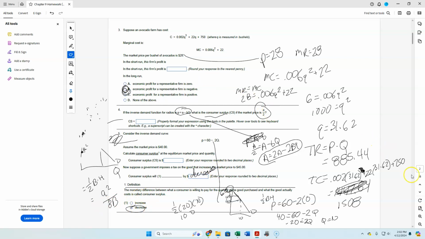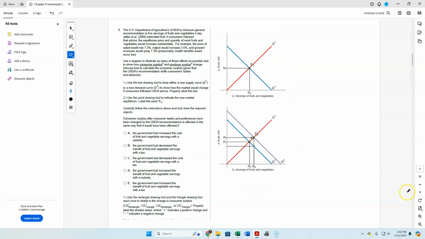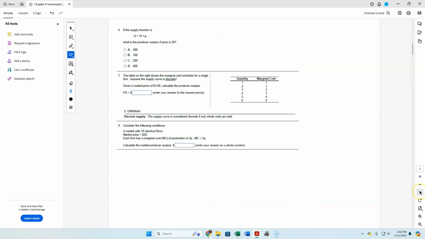Oh my God, that was horrible. Sorry for how messy that was. It did not need to be that messy. I'll write smaller. Okay, let's turn to number 6 here.